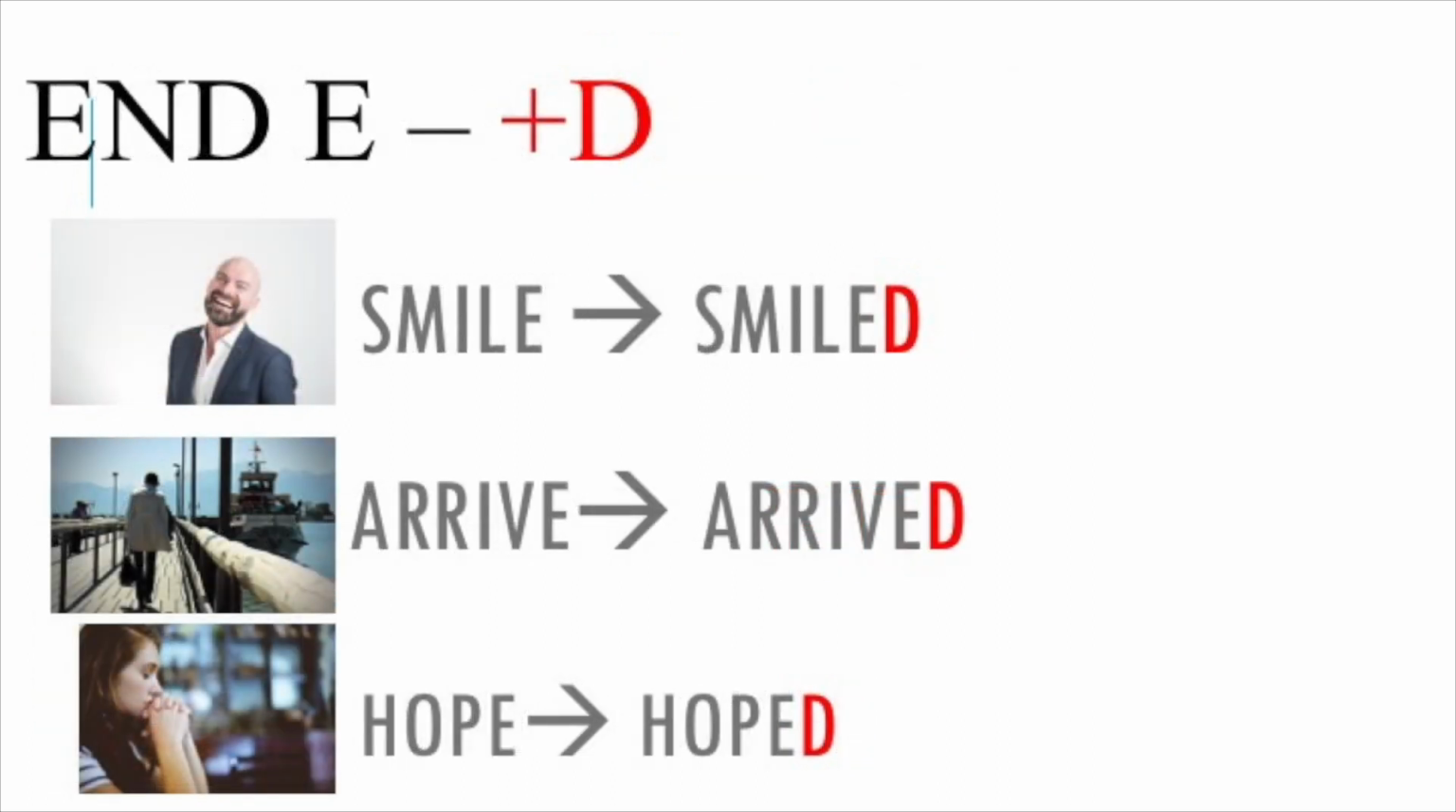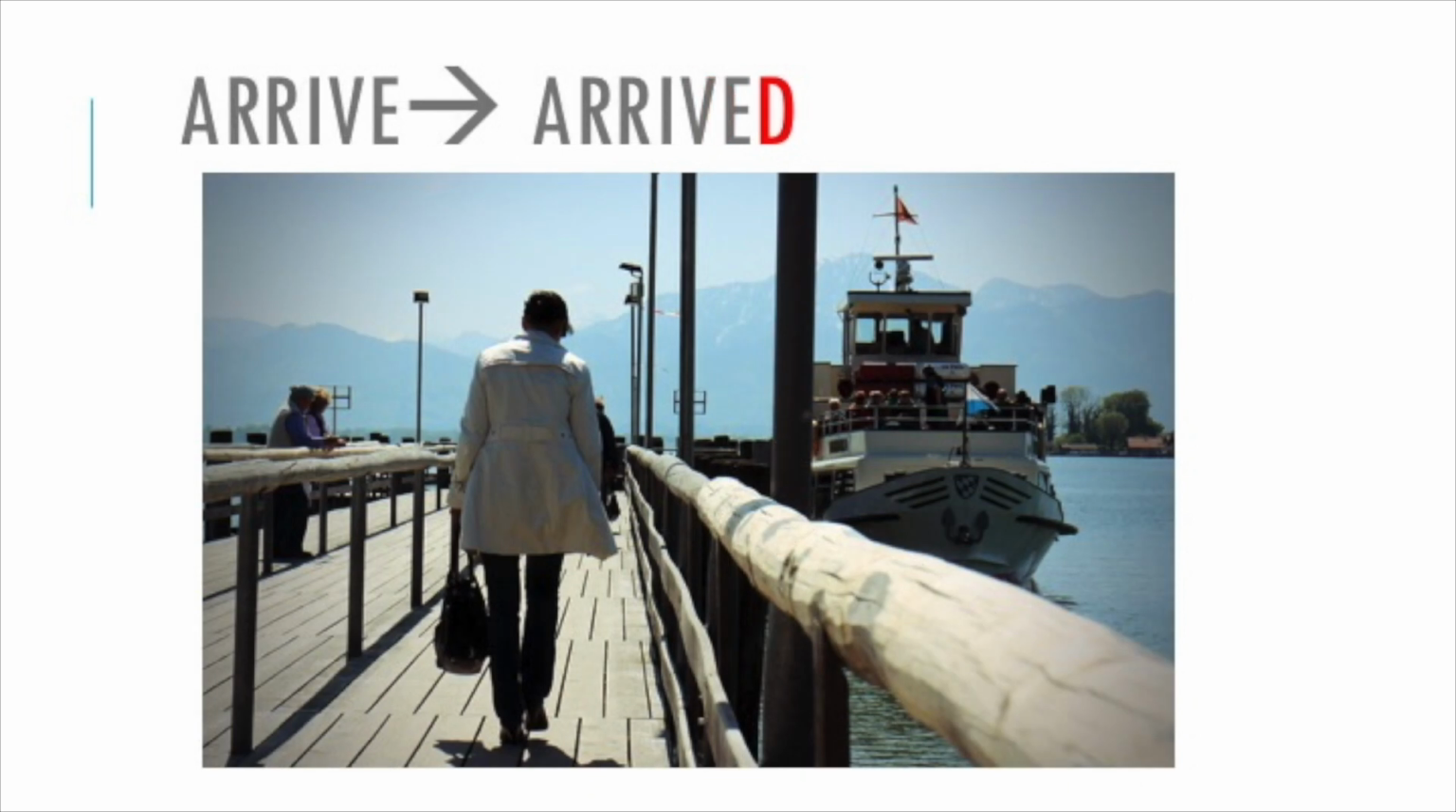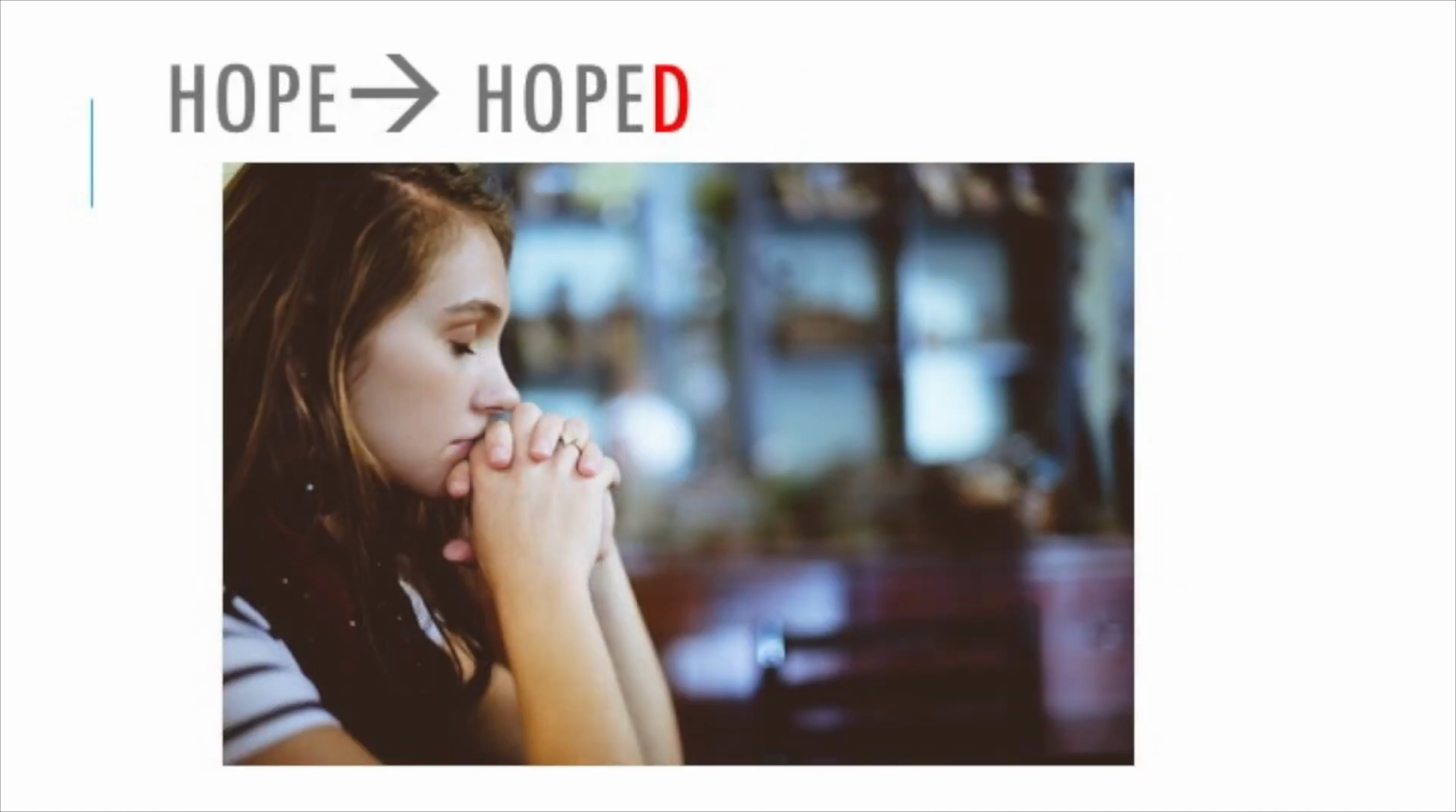And if it already ends in a letter E, we simply need to add D. Smile, smiled. Arrive, arrived. Hope, hoped. Smile, arrive, hope. All have letter E on the end anyway. So all we do is we simply add letter D. Smile, smiled. Arrive, arrived. Hope, hoped.